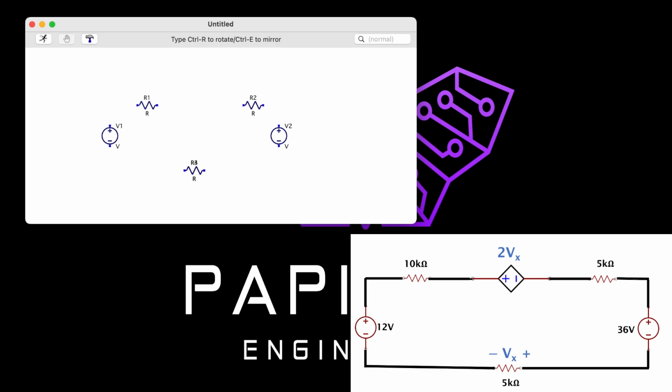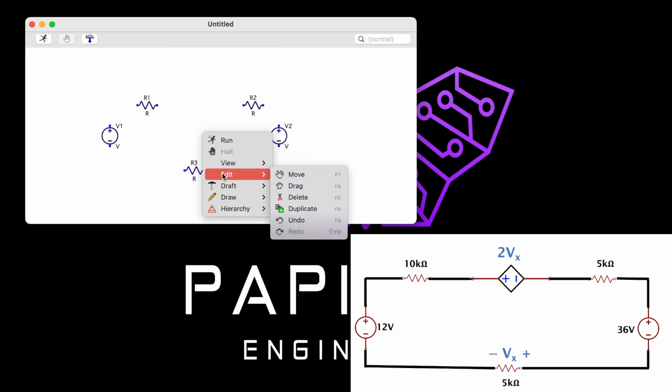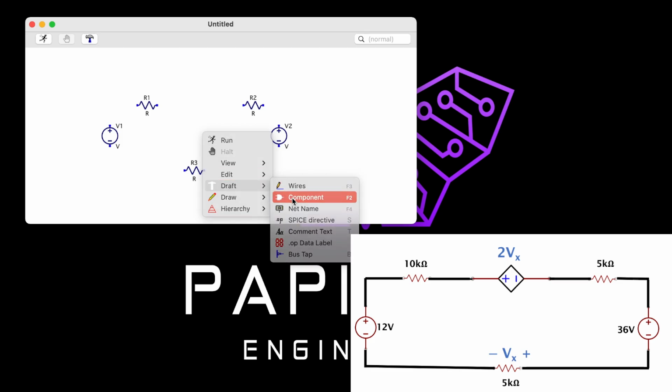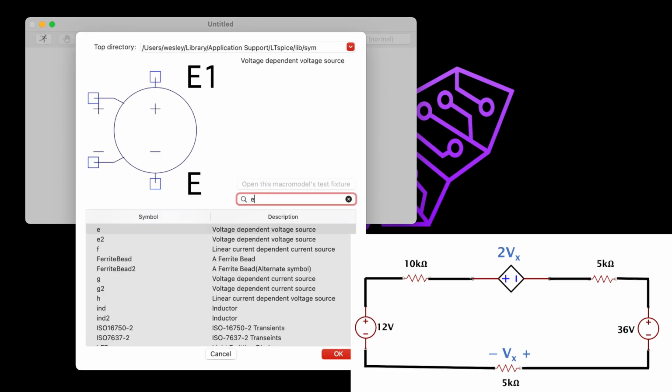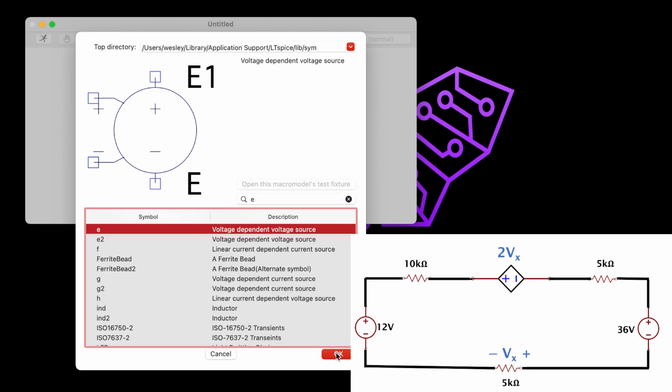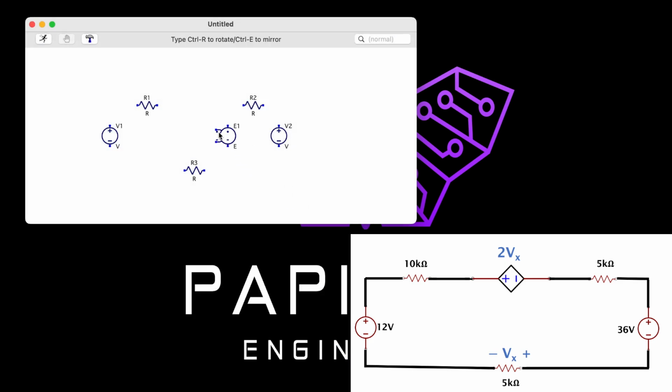And with LTspice, it's hopefully relatively okay with the Mac so far. To make things rotate, you hit Command R or Control R, and it actually rotates about. And here's the important piece: when I add the voltage dependent voltage source to the problem, just hit the E key. So I'm going to rotate this around so that it matches the exact dependent source that we have, the 2Vx. Hit escape to get out of that.